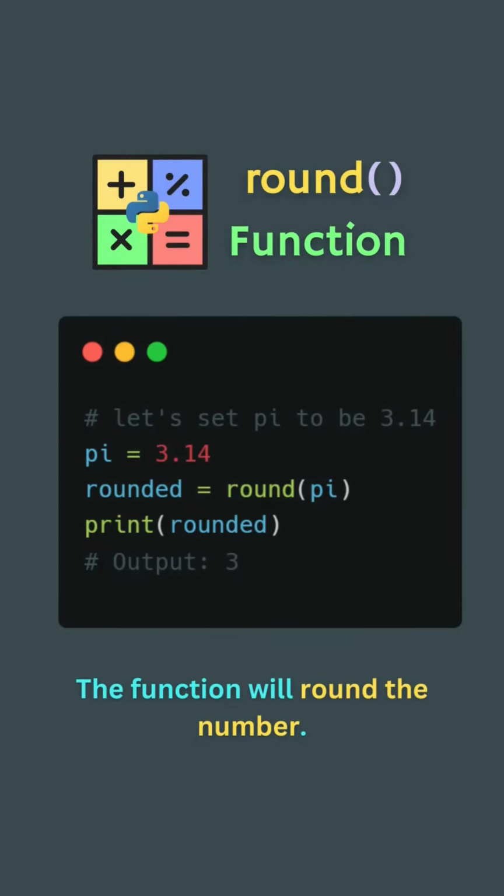The round function is a built-in function in Python, and all we need to do is type round and pass a value or a variable as an argument, and the function will round that number for us.